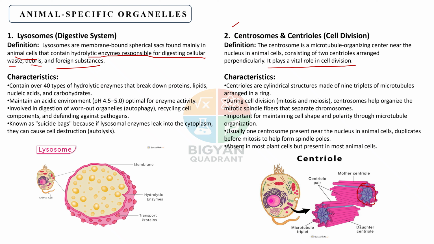During cell division, mitosis or meiosis, the centrosome helps in organizing the mitotic spindle fibers that separate the chromosomes. That is its main function, to form the spindle fibers during cell division. It is absent in most plant cells but present in most animal cells.